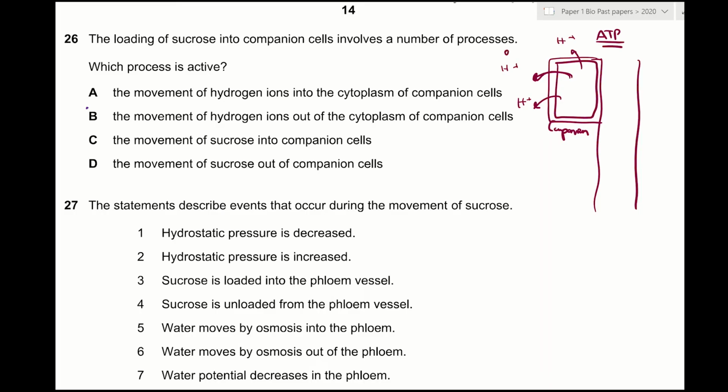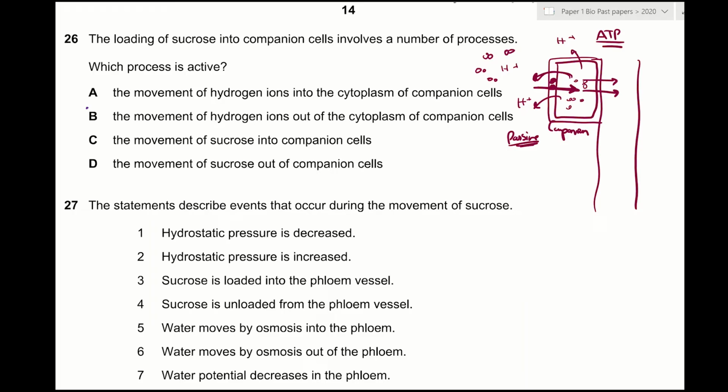Then there is sucrose formed by the mesophyll cells. Then the hydrogen ions with sucrose both go back into the companion cell by something called a co-transporter protein. And this process is passive, so it does not require ATP. So once the sucrose is now inside the companion cell, there's a high concentration of sucrose inside the companion cell, it moves now into the phloem sieve tube element by normal diffusion, and this is also a passive process, so it does not require ATP.